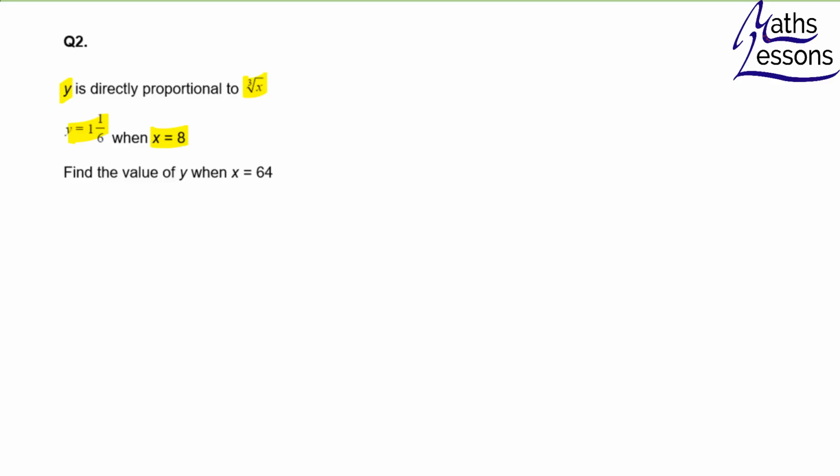Right, let's look at this question then. We said y is directly proportional, so that means it's a multiple of the cube root of x. So that's the equation, and we're going to try and find k. And we know that x is 8 when y is equal to 1 and 1/6. So we put in 1 and 1/6.